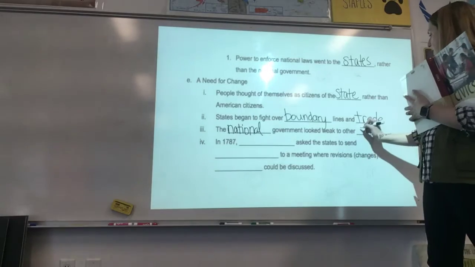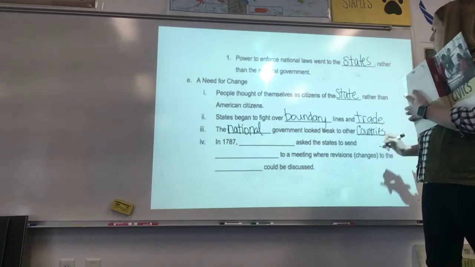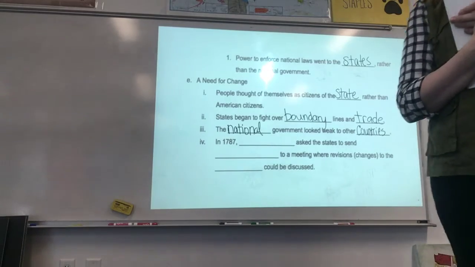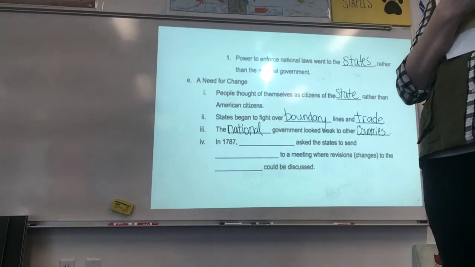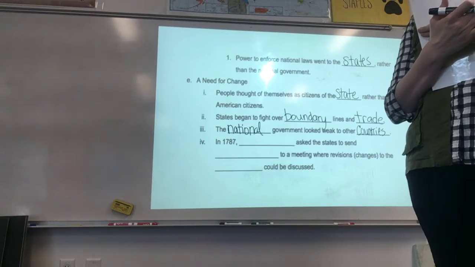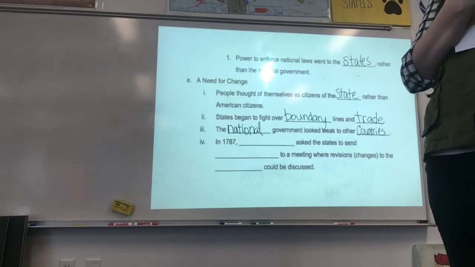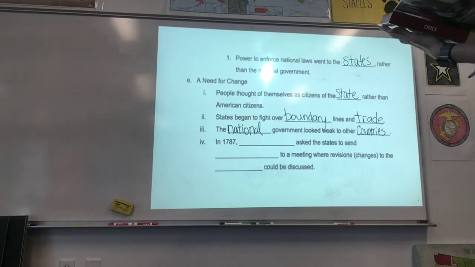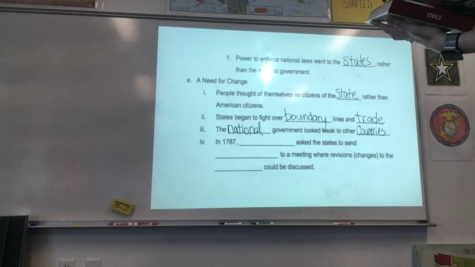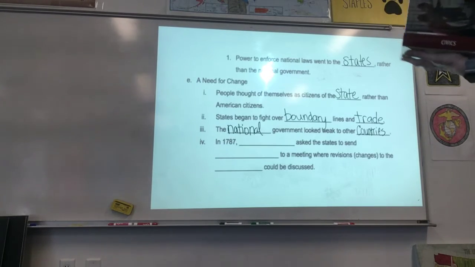When you can't all be together, you look weak, okay? If you're on a basketball team and you all can't share the ball or you all can't work together as a team, you look weak. You can't get the job done. Same thing when countries or states can't work together in one country. In 1787, Congress asked the states to send representatives to a meeting where revisions to the articles could be discussed.